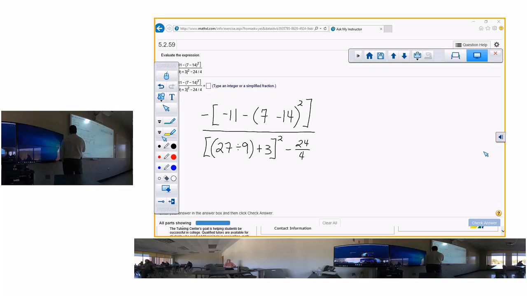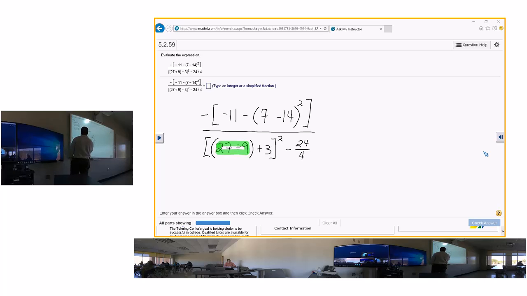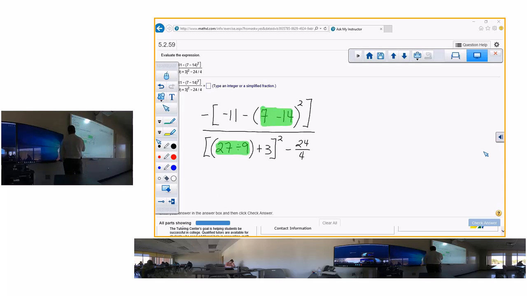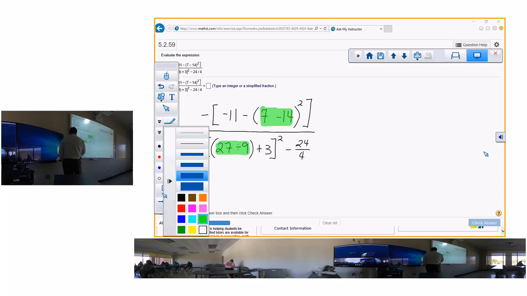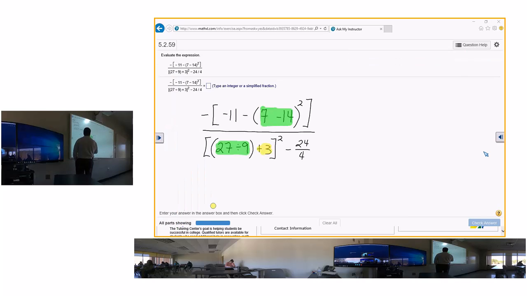So that means that we're going to do this first and this first. And then we're going to do this second. And then we're going to do the exponents third. Okay, because we need to simplify what's in here first before we do the exponent.